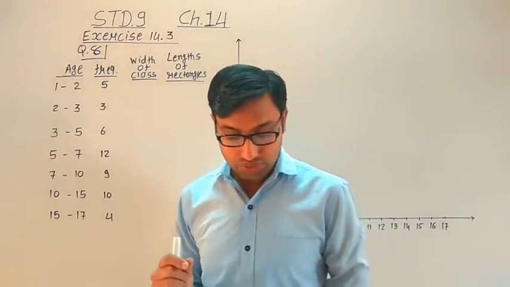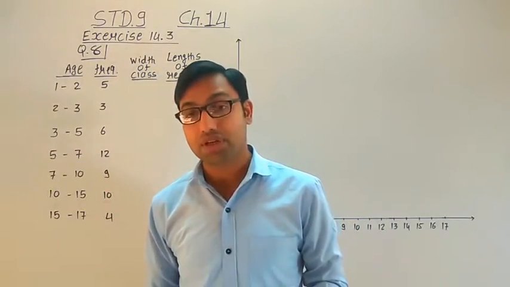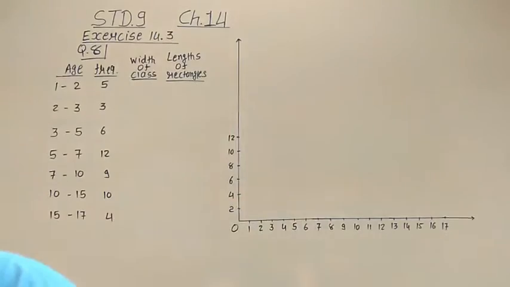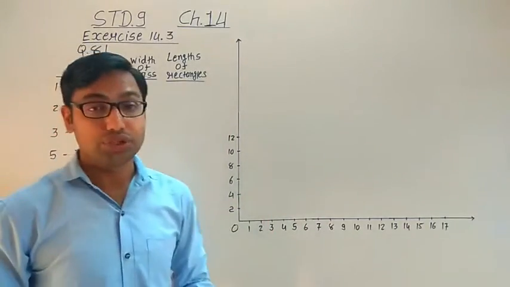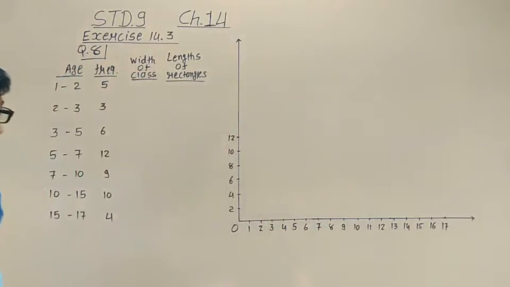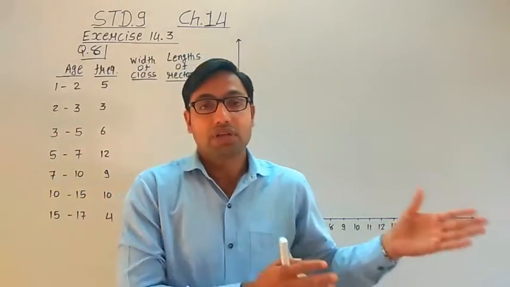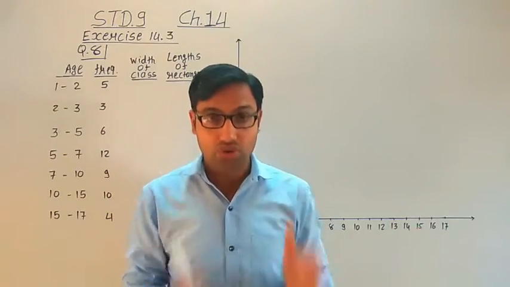So here we have to draw a histogram to represent the data above. If we observe here, the first class interval is 1. Here also the class interval is 1. Here the class interval is 2. The same way the class intervals are 2, 3, 5 and 2. So here the class intervals are different. They are not the same, they are not constant.